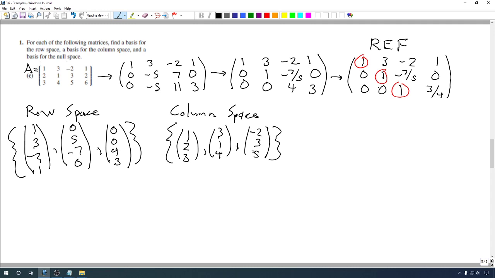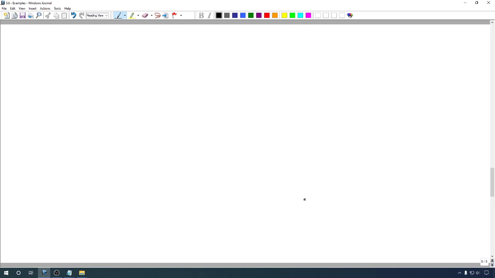Now, what about the null space? How are we going to do that one? Well, what is the null space? Remember, the null space is just all the vectors that if we take A times a vector, we get 0. So let's actually go ahead and do this on a separate page so we have a little bit more space for it. I'm going to go ahead and write out the matrix A.